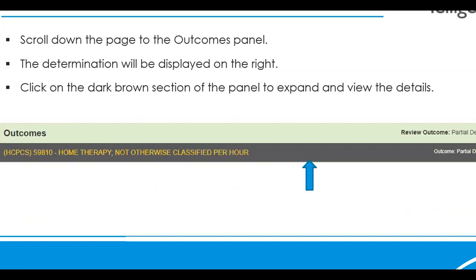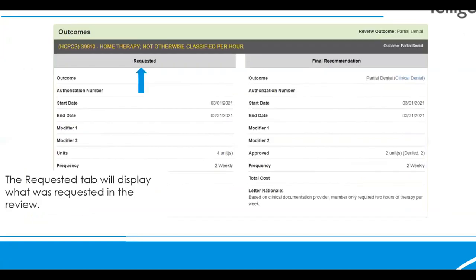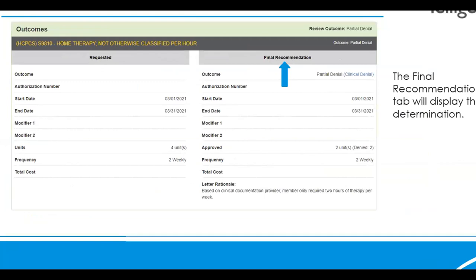Once you're in that review summary page, you'll want to scroll down to the outcomes panel. You'll see the determination displayed on the right, and then you can click on the dark brown section of the panel to expand and view the details. So here's our procedure. If we click on that and open it up, the requested tab will display what was requested, and then the final recommendation section will display the determination. So that's how you can see an outcome on a review.